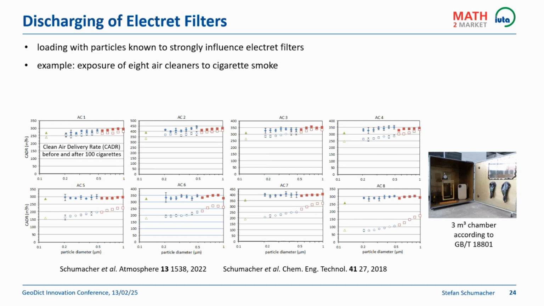And you expose the air cleaner to it and see how the so-called clean air delivery rate changes. You can basically, for the moment, see this as a filter efficiency as a function of particle size, just multiplied with the flow rate of the appliance. And you see there are strong differences between air cleaners.